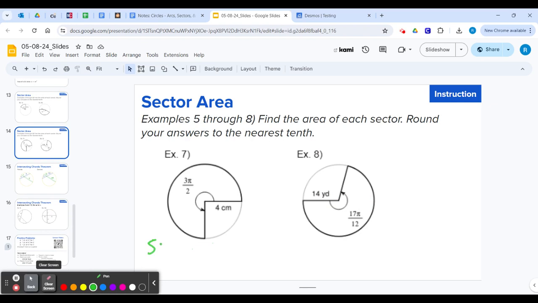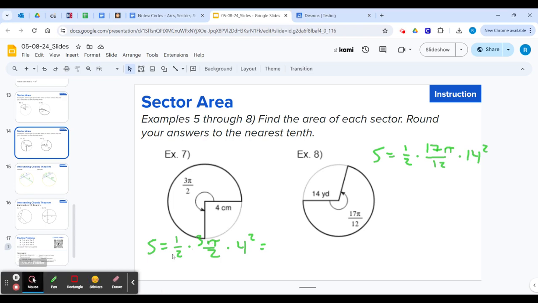And so let's apply that now to this formula here. We're finding the sector area. We have 1/2 times our angle measure, which is 3 pi over 2, times that 4 squared for our radius. And let's set up example 8 as well. Our sector area is going to be 1/2 times our angle measure in radians, 17 pi over 12, times our radius squared. And now I can go ahead and just calculate both of those things.